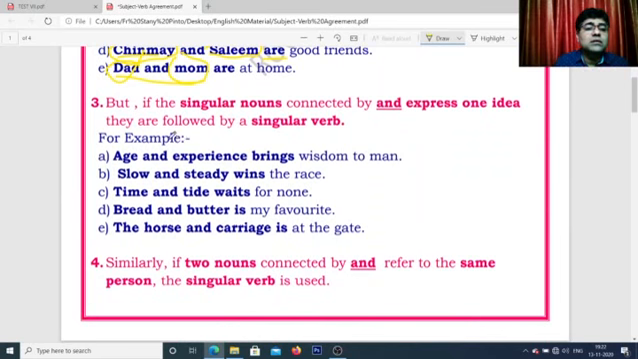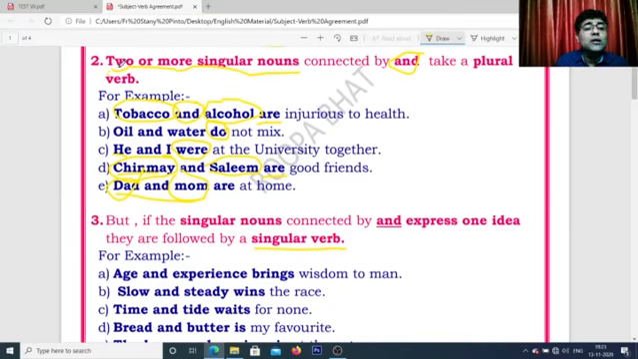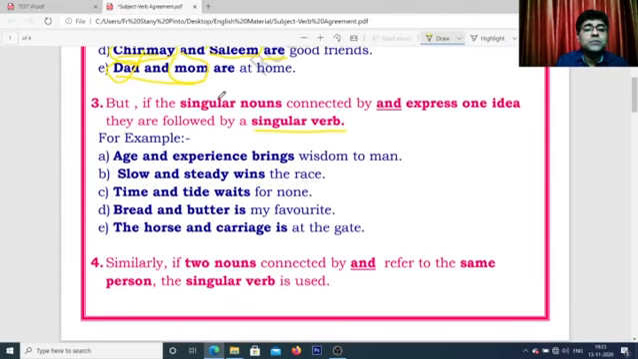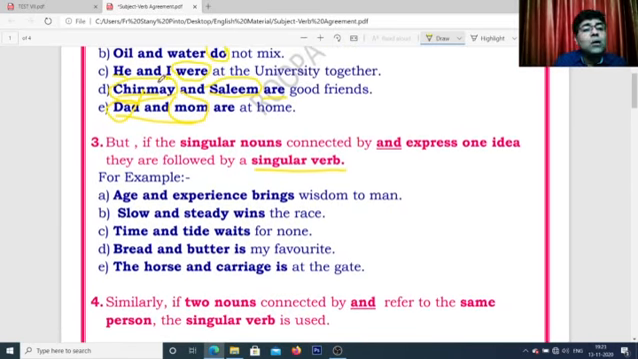Let's go to the third law or instruction, which says, but if the singular nouns connected by and express one idea, they are followed by a singular verb. Now there is an exception to this rule. Which one? The second rule, where we said two or more singular nouns connected by and take a plural verb. But remember, we have got many singular nouns connected by and, but they express one idea. Now in the previous examples, we said oil and water, he and I, Chinmay and Salim, dad and mom. There is no question of one idea, there is no singular idea.